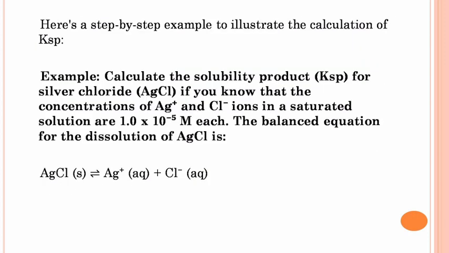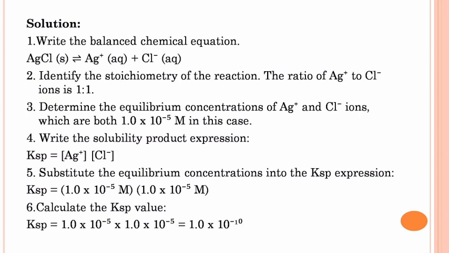Here's a step-by-step example to illustrate the calculation of Ksp. Example: calculate the solubility product, Ksp, for silver chloride, AgCl, if you know that the concentrations of Ag+ and Cl- ions in a saturated solution are 1.0 x 10^-5 molar each. The balanced equation for the dissolution of AgCl is AgCl ⇌ Ag+ + Cl-. Solution. First, write the balanced chemical equation. AgCl(s) ⇌ Ag+(aq) + Cl-(aq).